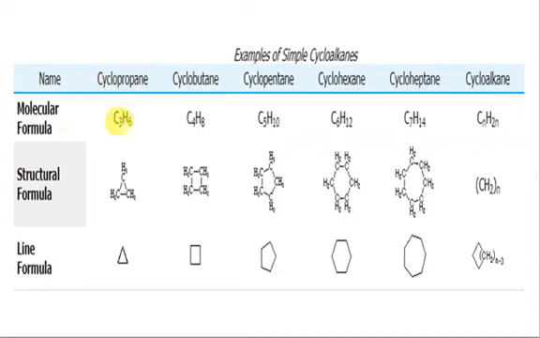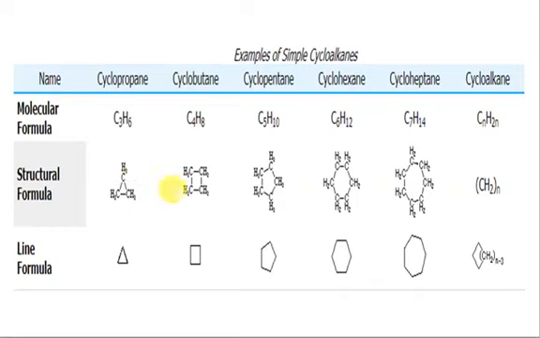So we have examples of cycloalkanes. We have cyclopropane, its molecular formula, and you can see the structural formula here, and this is the line formula. Similarly, we have cyclobutane, cyclopentane, cyclohexane, cycloheptane, and this is the general representation of cycloalkanes. From the molecular formula we cannot say anything about the structure of this molecule, but the structural formula gives a clear indication that all carbons have single bonds, and we have 2 hydrogens here, 2 hydrogens here, and 2 hydrogens here.